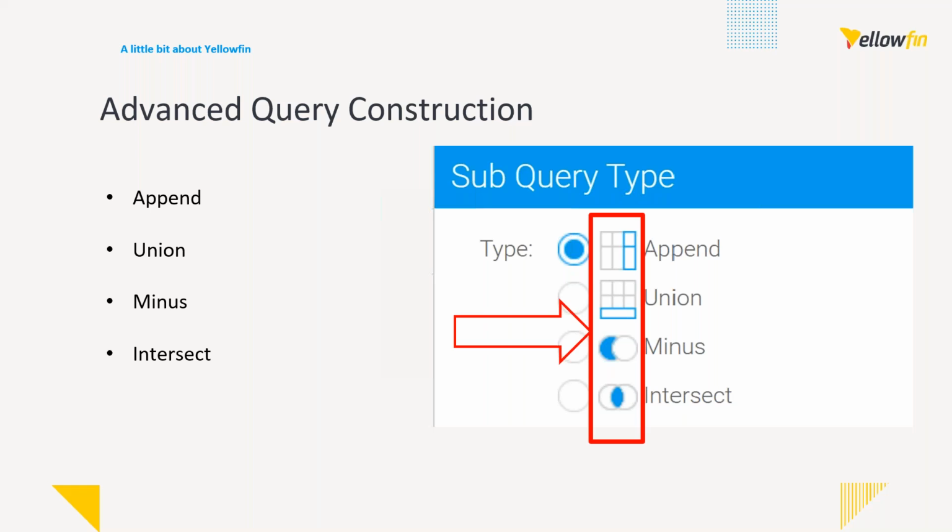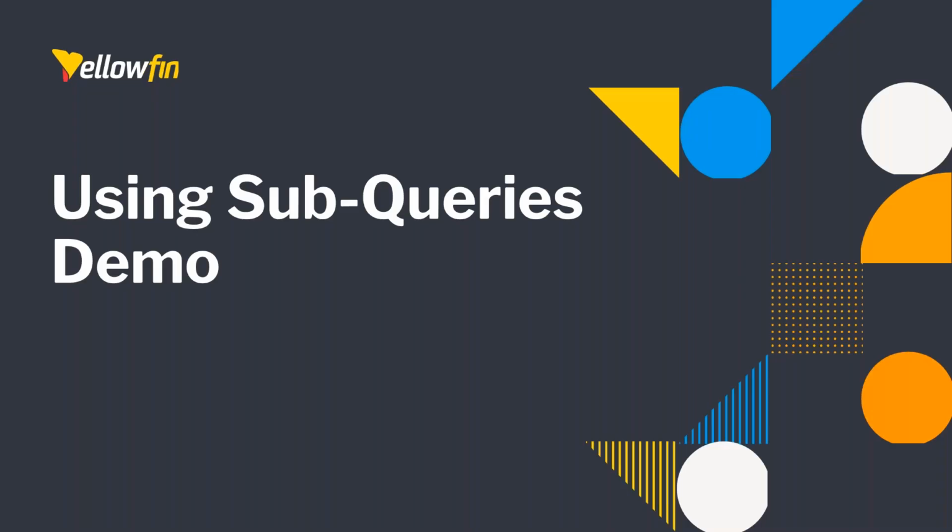Keep an eye out for visual cues like blue highlights in the interface, which help in selecting the right subquery type for your needs. These features offer versatile ways to combine data effectively, catering to various analytical requirements. With that, let's now see how easy it is to create different subqueries in Yellowfin.